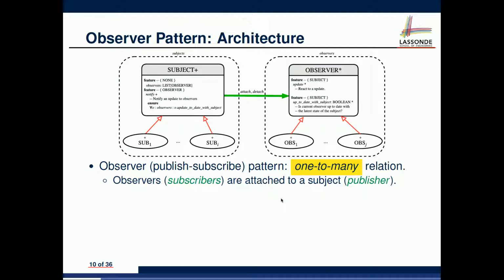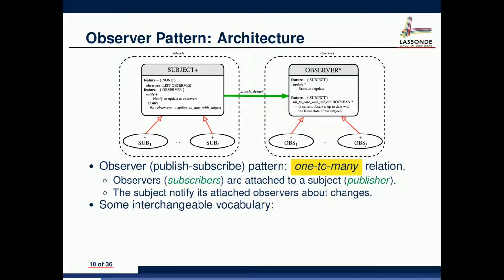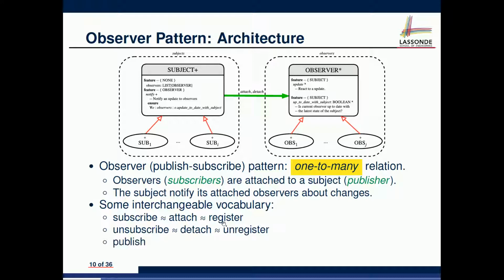Just basically some terminology you want to get used to. We say attached to a subject or publisher. Sometimes we say observer pattern, and sometimes we say publish-subscribe pattern as well. Every time, a subject will notify its attached observers about changes. So you want to go over the list and call the updates upon them. Sometimes we say subscribe, we say attach, we also say register, and also unsubscribe, detach, or unregister. These are just the terms you want to get used to. But typically, I'll just say attach, detach, or subscribe, unsubscribe. You can say other things, register, unregister. That's fine too.